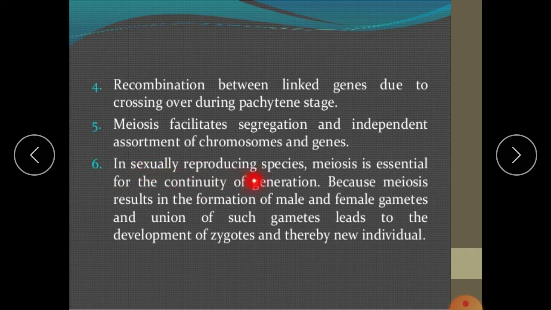In sexually reproduced species, meiosis is essential for the continuity of generations because meiosis results in the formation of male and female gametes, and union of such gametes leads to the development of zygotes and thereby new individuals. So for the formation of gametes, meiosis is required, right? After the fusion of gametes, the zygote is formed. The zygote undergoes cleavage to produce a multicellular new individual.